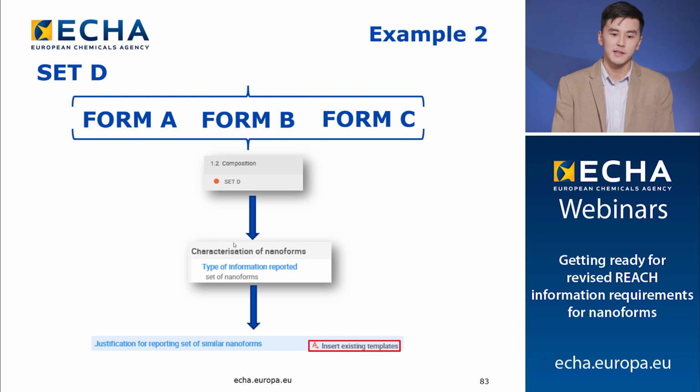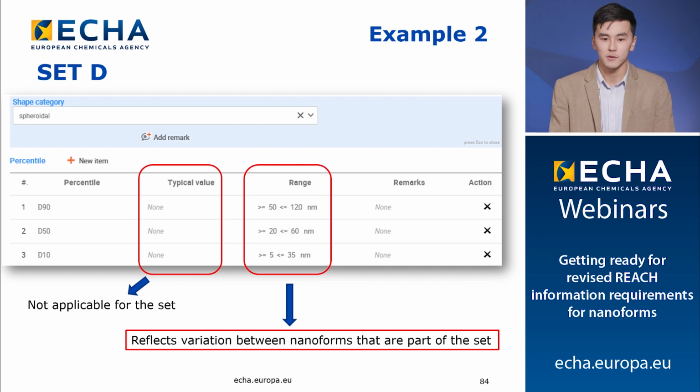So again, we specify the shape category, which is spheroidal in this case. Then we fill in this table for the percentile values D10, D50, and D90. As you can see, the typical value field is not activated here because this is not applicable for the set. On the contrary, the range is activated, and the range reflects the variation between nanoforms that are part of the set.